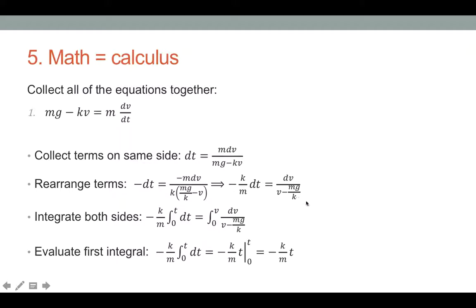Once we have it in this form, which looks similar to what we had before, because we had the minus k over m times dt, before we just had dv over v, and now we have something that's very similar. It's just dv divided by v minus a constant.